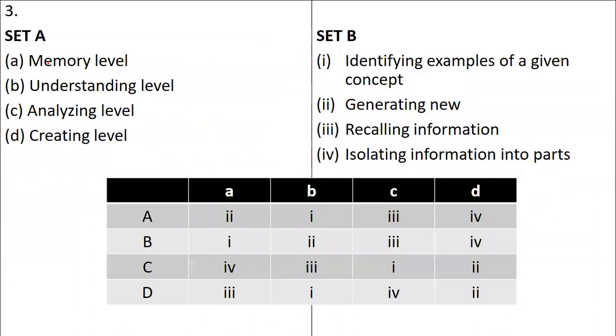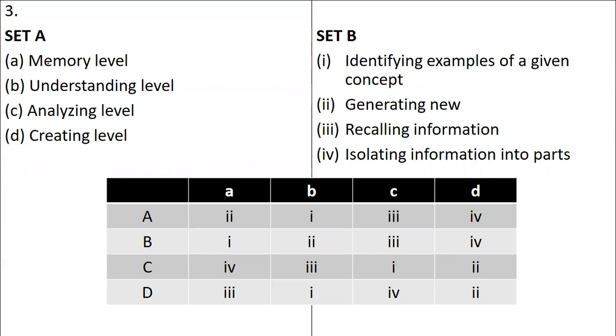Question number three. Yes, we know very well these are the levels which we have: memory level, understanding level, and analyzing level. It's also a reflective level, and a creating level. So you have set A and you have set B. You know what the memory level is used for, and you even know the sequence of the levels. So you have to tell which level works for what.